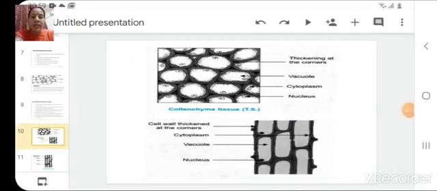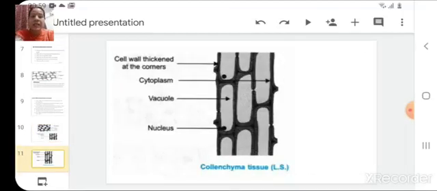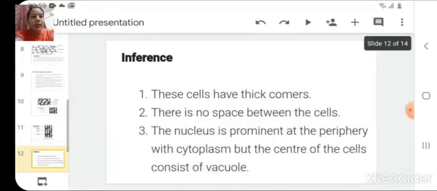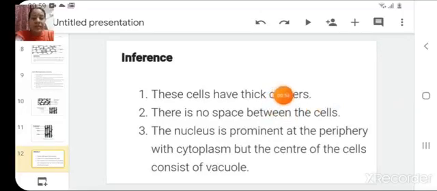Here in this slide you can see the structure of collenchyma tissue. The first diagram is showing you the TS, transverse section, of collenchyma tissue, and the other one is the LS. That LS can be seen here in this slide once again. And you have to draw both types of diagrams in your journal, LS and TS as well. Now coming to the inference. These cells have thick corners. There is no space between the cells. The nucleus is prominent at the periphery with cytoplasm, but the center of the cells consists of vacuoles.